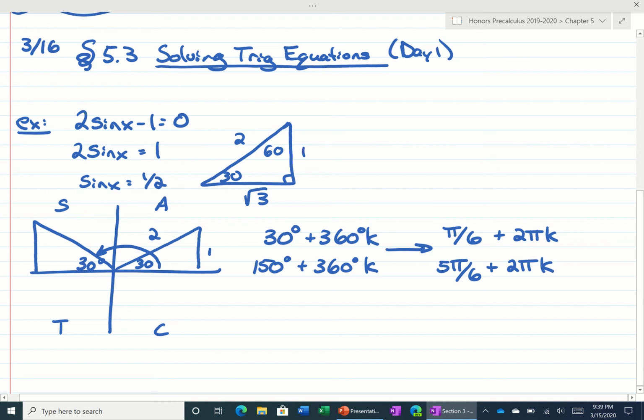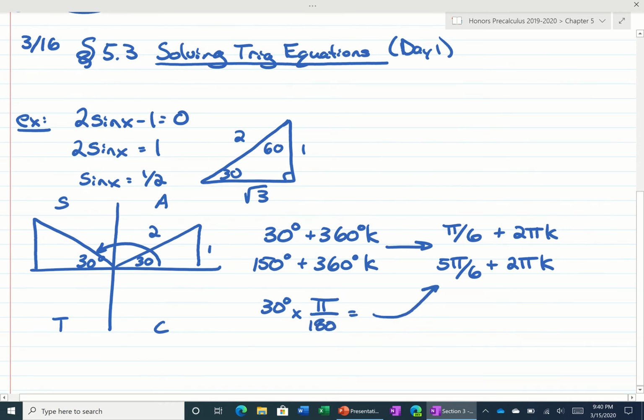The way that we convert to radians is we take our angle and you multiply by what you want divided by what you don't want. So that's where those numbers come from. 30 goes into 180 6 times, so pi over 6. Now you can see where these are the final answers.